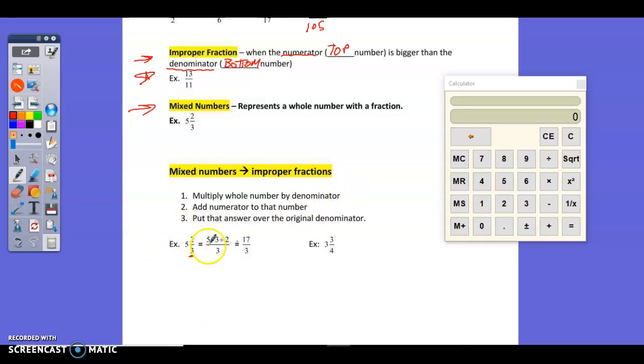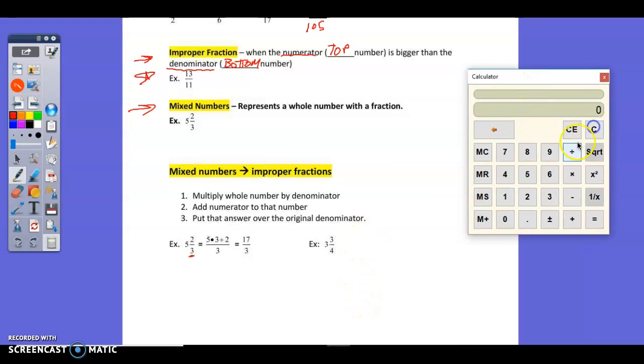So if I type this into the calculator, I can just do 3 times 5 plus 2, and that's how I get my 17. And then I write my original denominator, which is 3, and I have that as the 3 there. So that's how I get that. So you can go ahead and pause this and try this example, or just keep watching along.